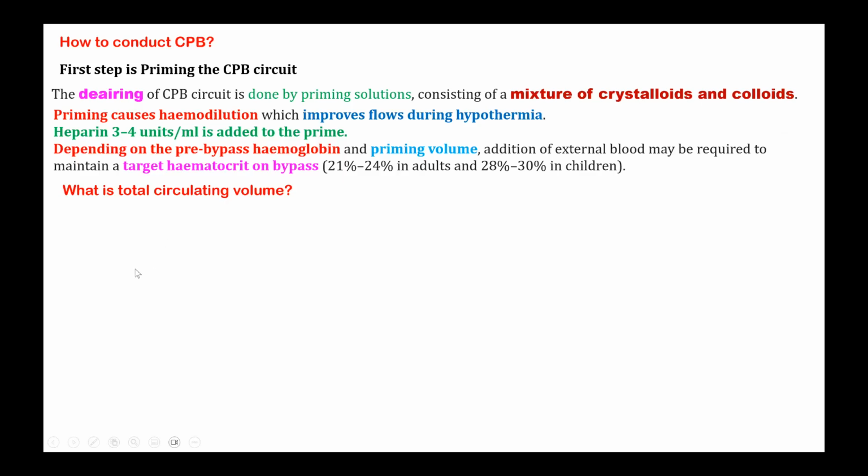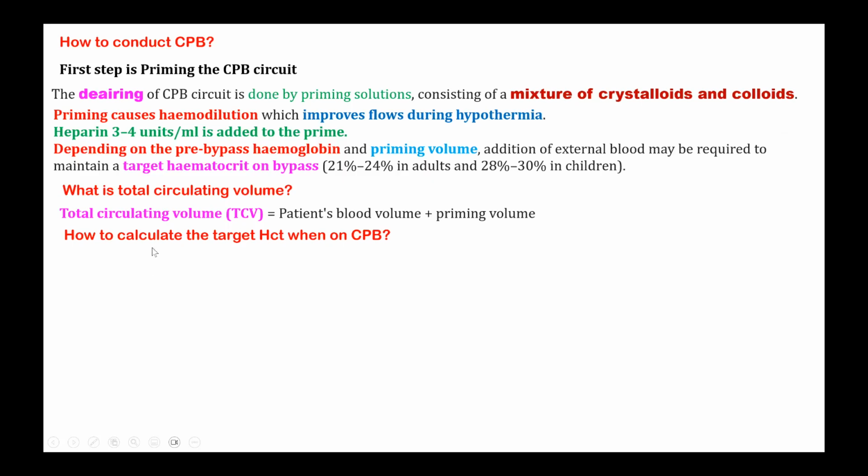But how to calculate the total circulating volume when you are going to use the prime? The formula that you can use is: total circulating volume equals patient's blood volume plus the priming volume. So normally for an adult, what is the patient's blood volume? 5 liters, sir. 75 ml per kg, or 5 liters. So to that we have to add whatever priming volume that we are going to add. That will give the total circulating volume. Okay, that is the first formula that you have to know.